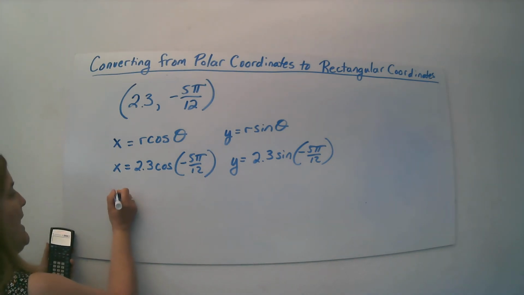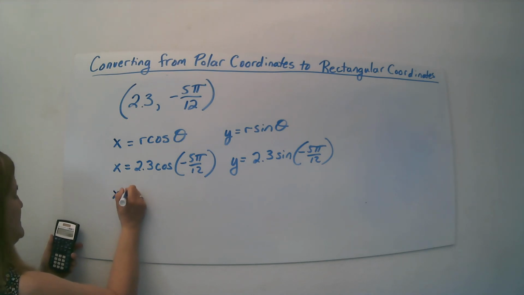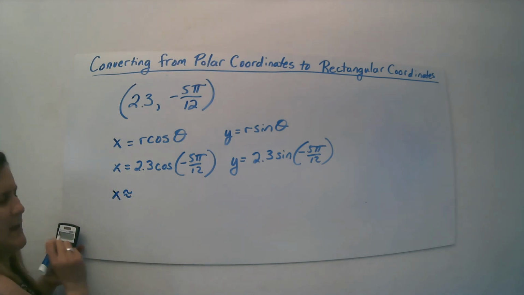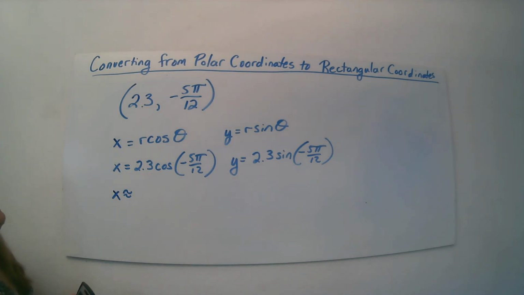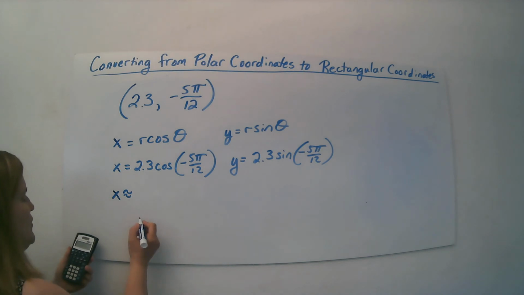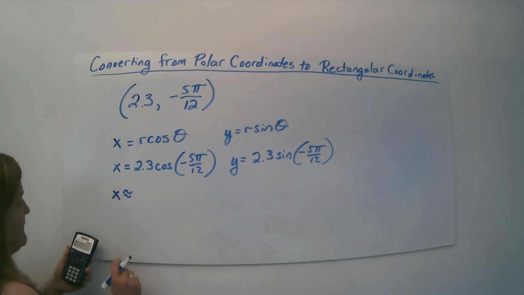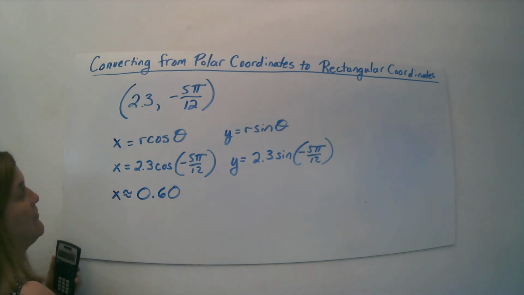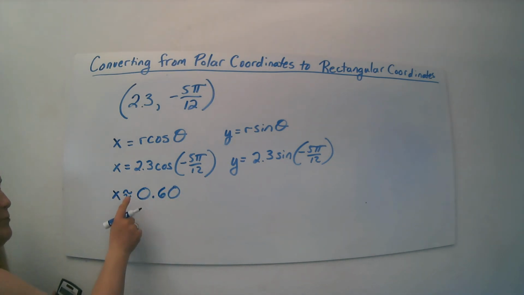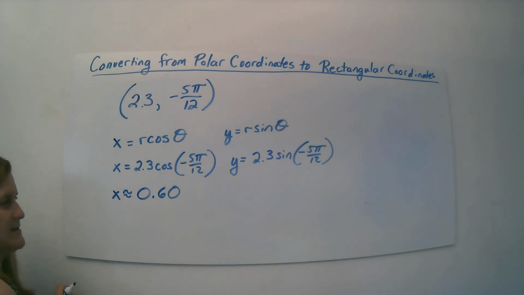So we get an x value that is approximately, and then pay attention to what your directions in your problem might ask. I'm going to go to 2 decimal places. Let's go to the nearest hundredth. So this is about 0.595. That means I'm going to round to 0.60. So the x coordinate for this point would be about 0.60.